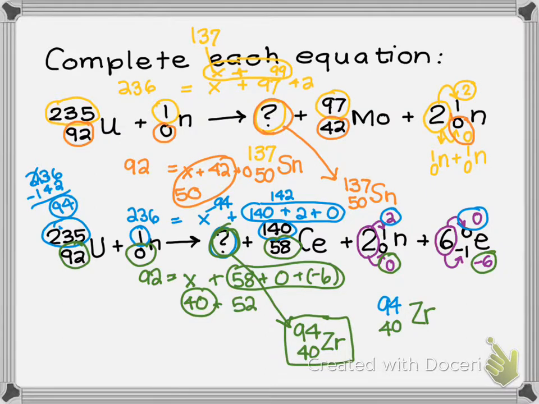So you can see by knowing the symbols of the different types of radiation and by using the idea that in a balanced nuclear equation, the sum of the mass numbers and the sum of the atomic numbers have to be equal on both sides, given enough information, we can discover some of the new or missing elements.